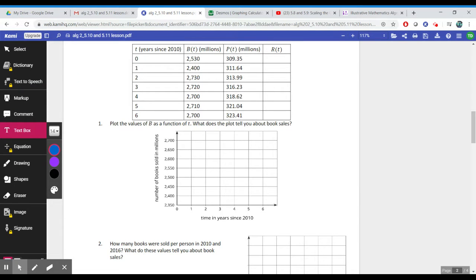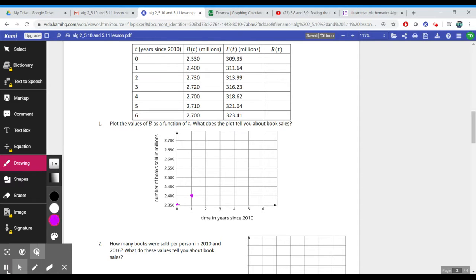So our first point is 0 and 2530. I'll put a point right here because our t value there is 0 and our y value is 2530. Our next point is 1 and 2400, so that'll be right about here. And I'm just going to continue this process until I have all of these points plotted out on my graph. I'll be right back with that.